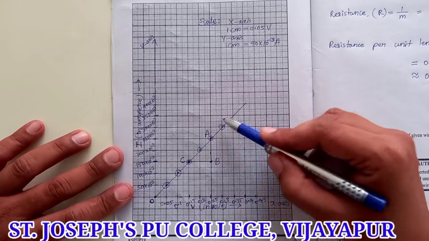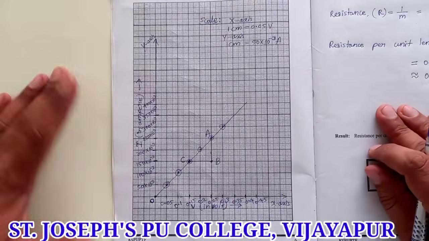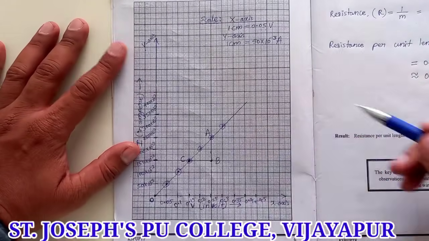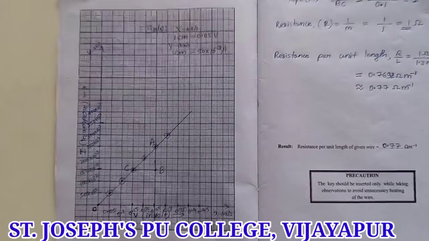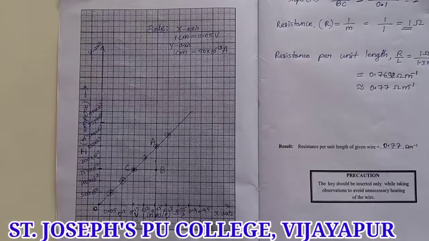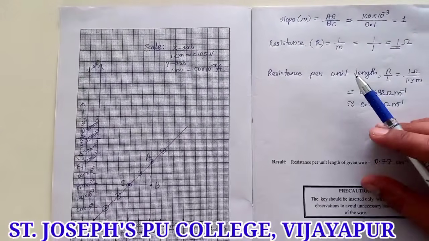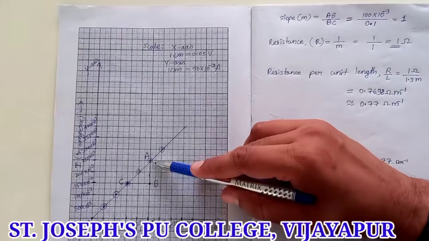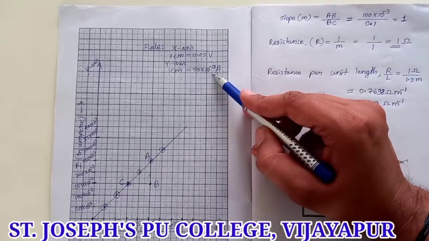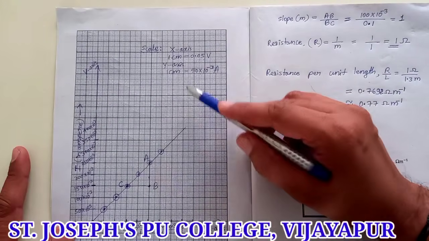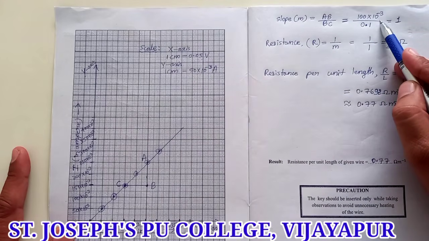AB and BC will be the sides of the right angled triangle, and AC will be the hypotenuse. Based on this, we have to find the slope. We already know that tan theta is taken as the slope. I hope you remember that. Now the calculation of the slope. The value of AB is the length into the scale. AB is 2 centimeter, so 2 into 50 into 10 to the power of minus 3, that is 100 into 10 to the power of minus 3.